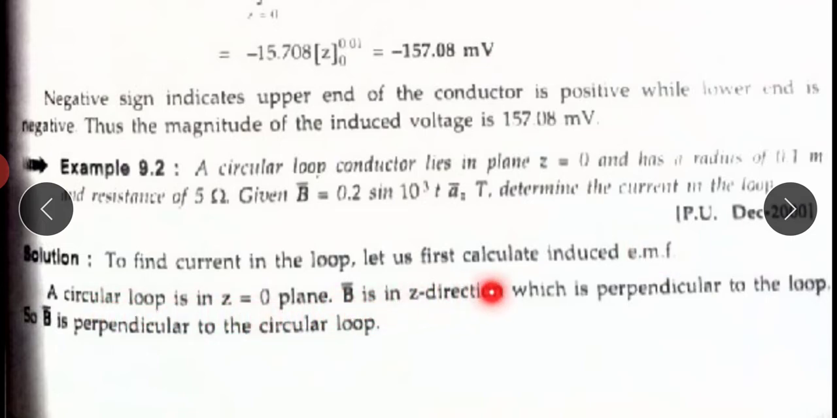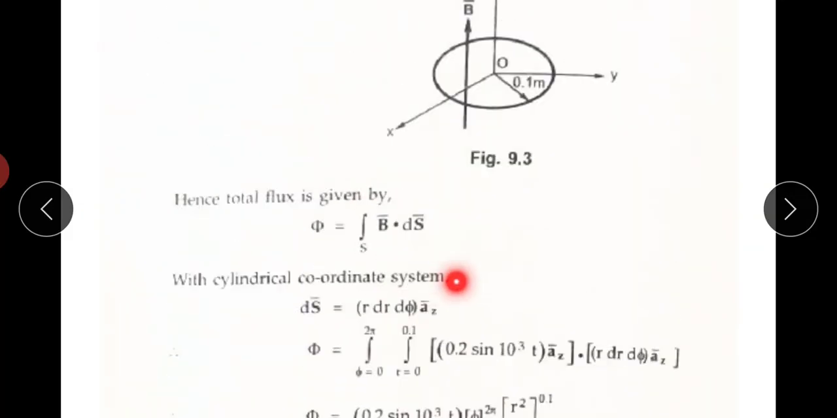So B bar is in z direction, which is perpendicular to the loop. So B bar is perpendicular to the circular loop. Here B bar equals 0.2 sin 10 to the power of 3 t. So B bar is varying with respect to time. So here, time varying field. The type of magnetic field is time varying, and the conductor is stationary. So the type of induced EMF is statically induced EMF.